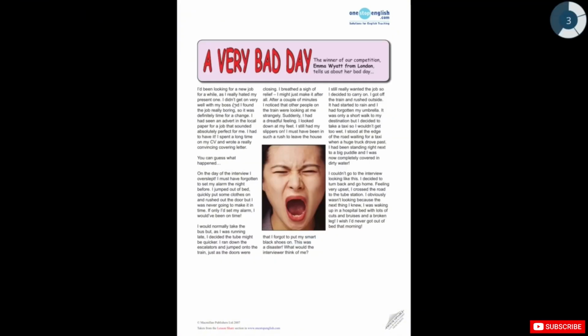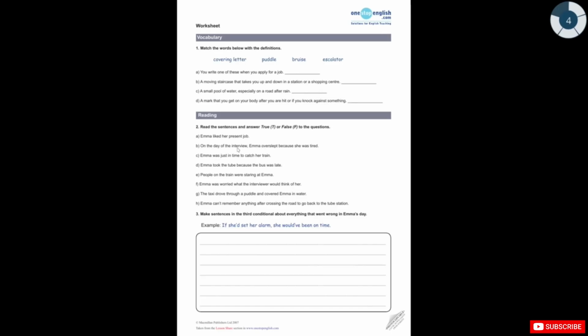So where is this in the article? Okay, here we go. "On the day of the interview, I overslept. I must have forgotten to set my alarm the night before." Oh, and this also we have here. So they've given one example using the target structure. "If only I had set my alarm, I would have been on time." So then we'll go through with the student here. We'll take the information that they've got and they change it into the third conditional. So this is the practice.